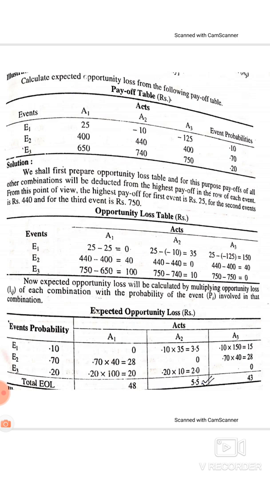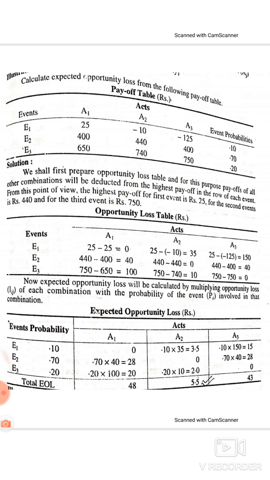is 750. So the opportunity loss table will be, for the first row, because the highest payoff is 25, that is 25 minus 25, 0, 25 minus minus 10, that will be 35, and 25 minus minus 125, that will be 150. Then for the event E2, the highest payoff in this row is 440, so we will subtract 440 from 400, 440 from 440, and 440 minus 440, and similarly we will do for E3. So in this manner we will calculate the opportunity losses.